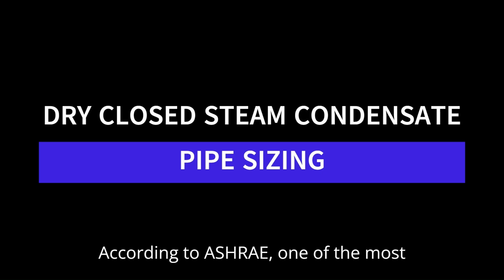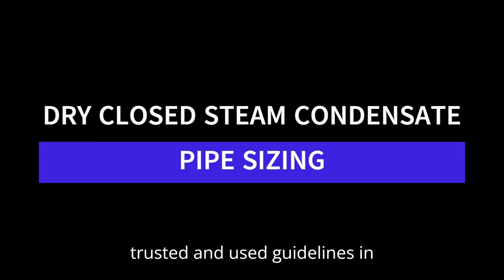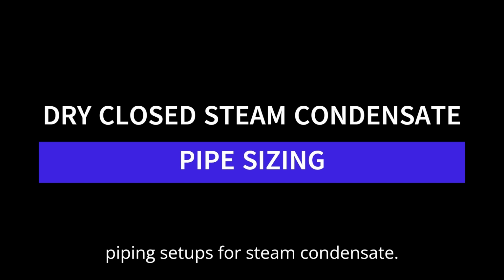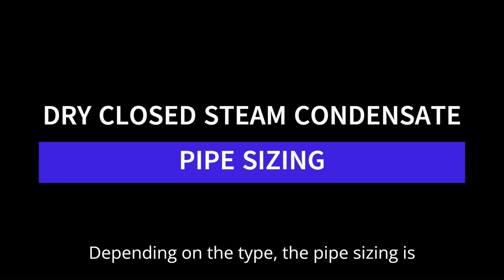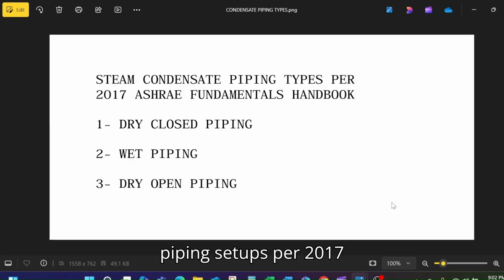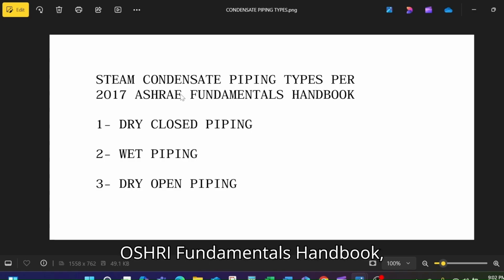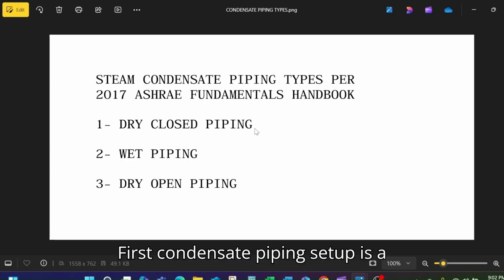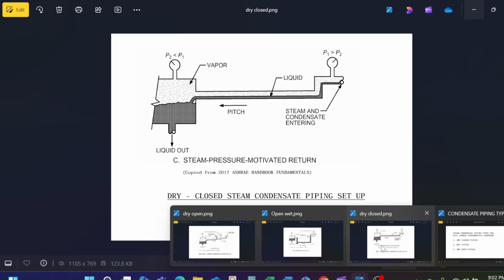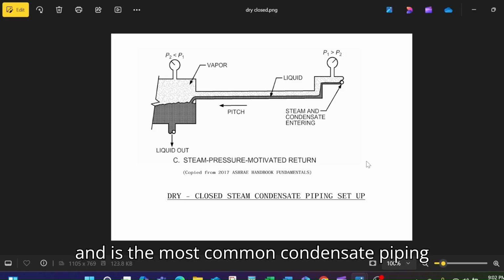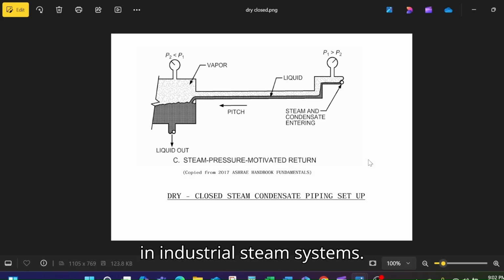According to ASHRAE, one of the most trusted and used guidelines in engineering, there are 3 types of piping setups for steam condensate. Depending on the type, the pipe sizing is different. The 3 different piping setups per 2017 ASHRAE Fundamentals Handbook, Chapter 22, are as follows. First, condensate piping setup is a dry closed piping type. This type is the subject of this tutorial and is the most common condensate piping in industrial steam systems.